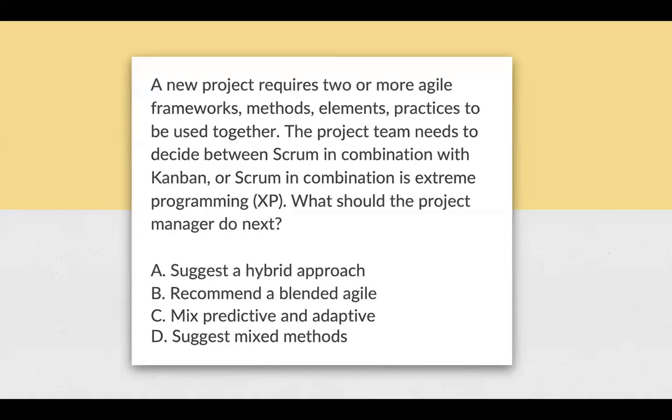Next question. A new project requires 2 or more agile framework, methods, element, practice to be used together. The project team needs to decide between Scrum in combination with Kanban or Scrum in combination with extreme programming. What should the project manager do next? A. Suggest a hybrid approach. B. Recommend a blended agile. C. Mix productive and adaptive. And D. Suggest mixed method.